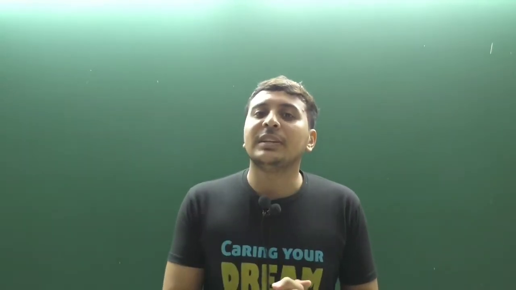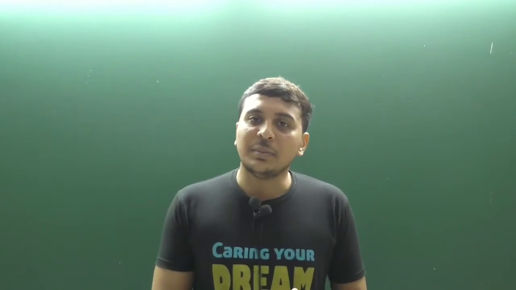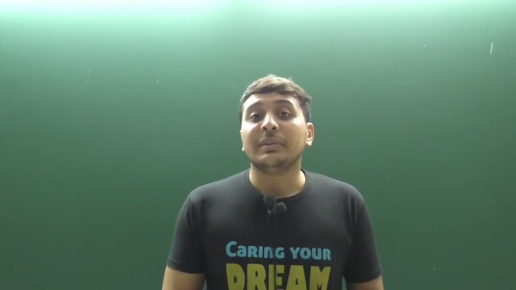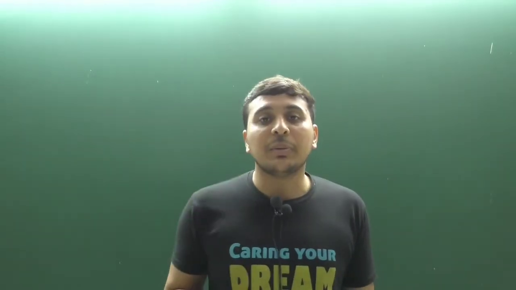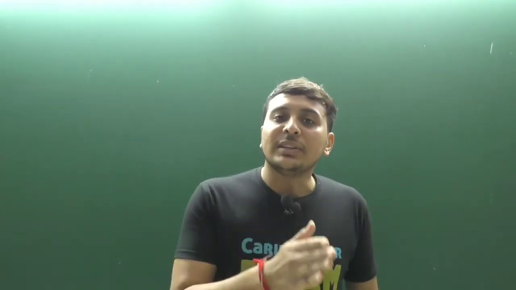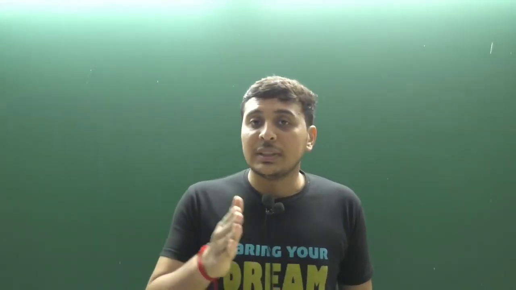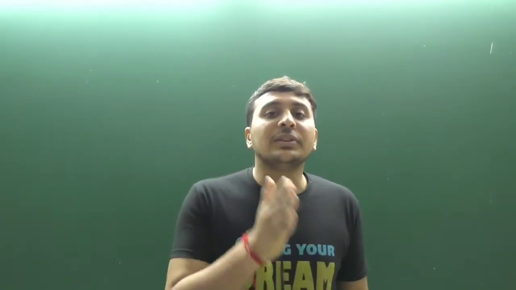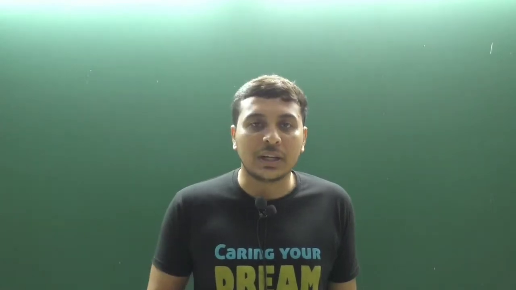This is the fifth lecture of chapter number 2 of class 10 science, that is acids, bases and salts. In the previous lecture we have learnt about the chemical properties of acid. There were a total of 5 chemical properties of acid: reaction of acid with metal, reaction of acid with metal oxide, reaction of acid with base, reaction of acid with metal carbonate and reaction of acid with metal bicarbonate, which is also known as metal hydrogen carbonate.